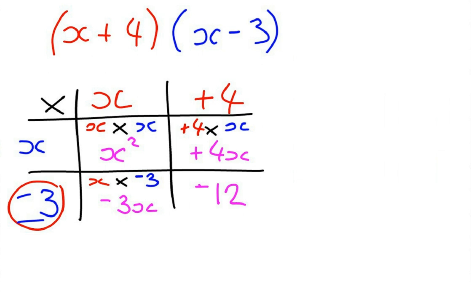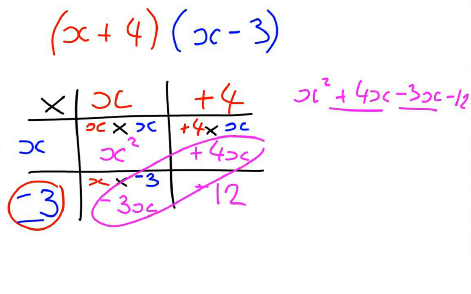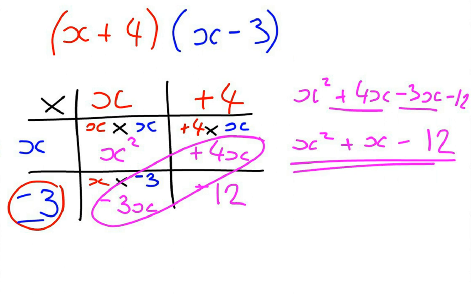Now remember, we have to write it out in full: x squared plus 4x minus 3x minus 12. We can then collect our like terms. We have our x squared, and the reason I've circled that is because we've got plus 4x minus 3x. In total that gives me plus 1x, but remember we don't write the 1. Plus x minus 12. And that there is your final answer.